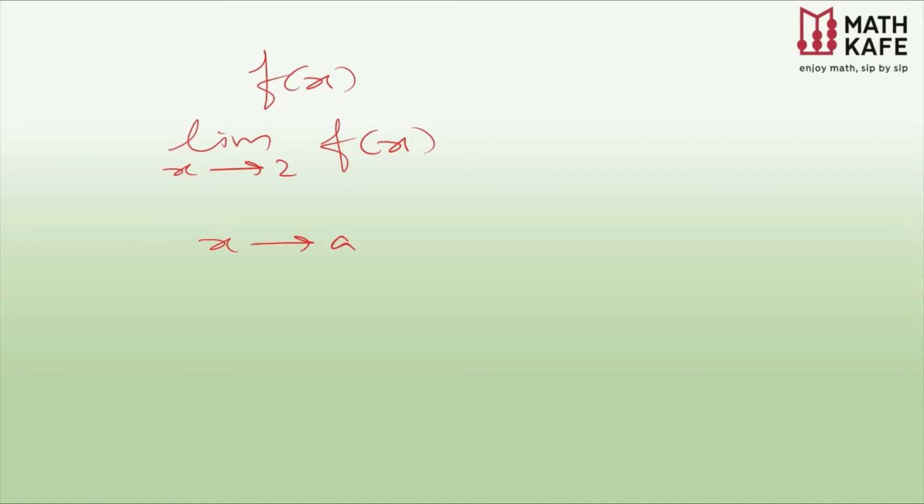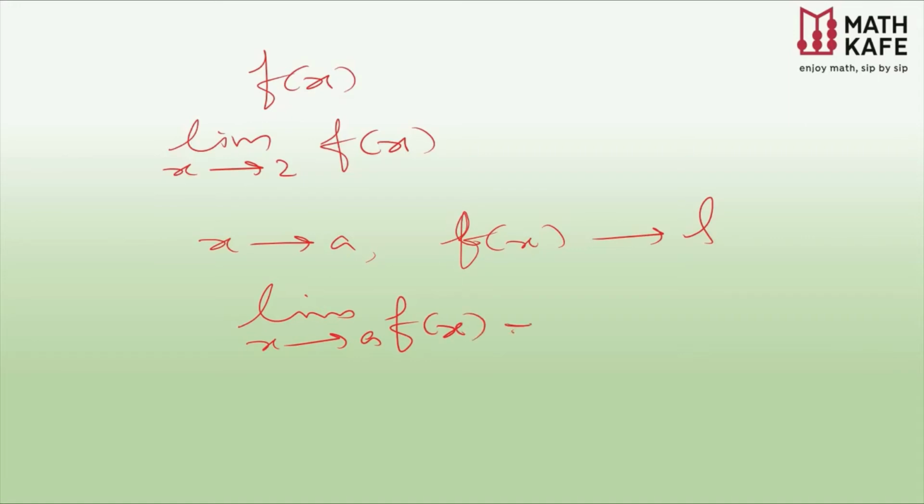Usually we say like this: if you have a function f of x and x is approaching 2, it will be written this way. And generally we say if x approaches a and the function f of x is approaching a value L, that will be represented as limit x tends to a of f of x equals L.